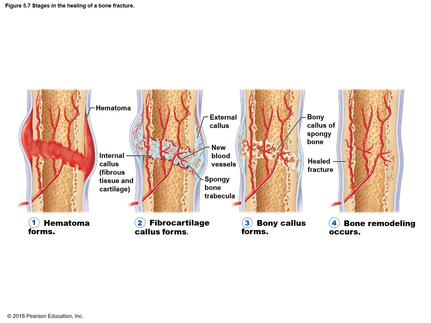The third part is that a bony callus will form, which is where you sort of have a spongy type bone that forms from the fibrocartilage before. And then finally, there will be bone remodeling.